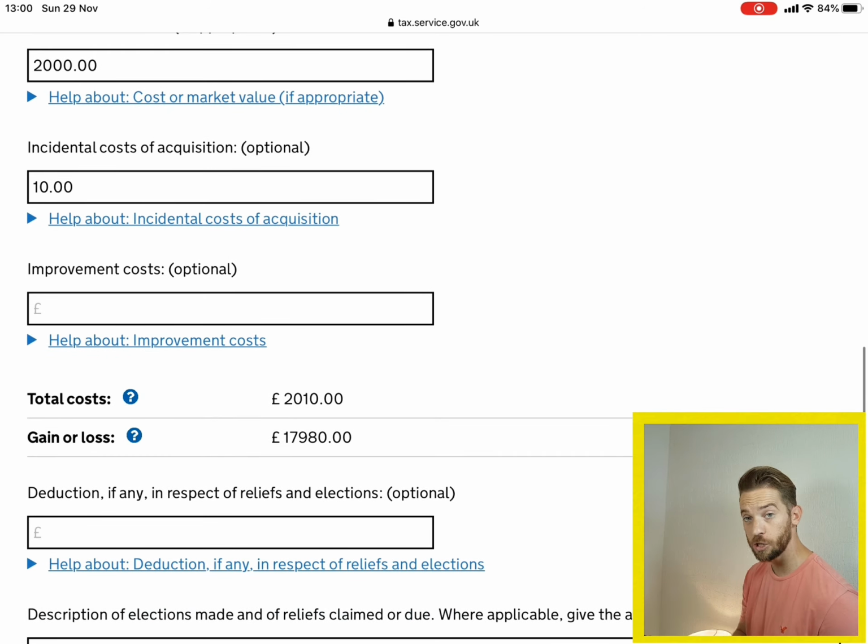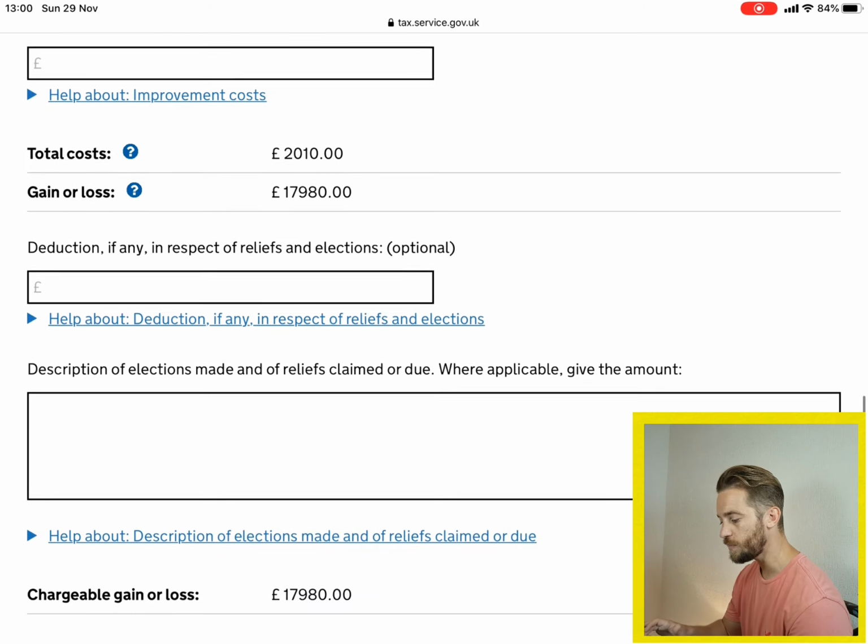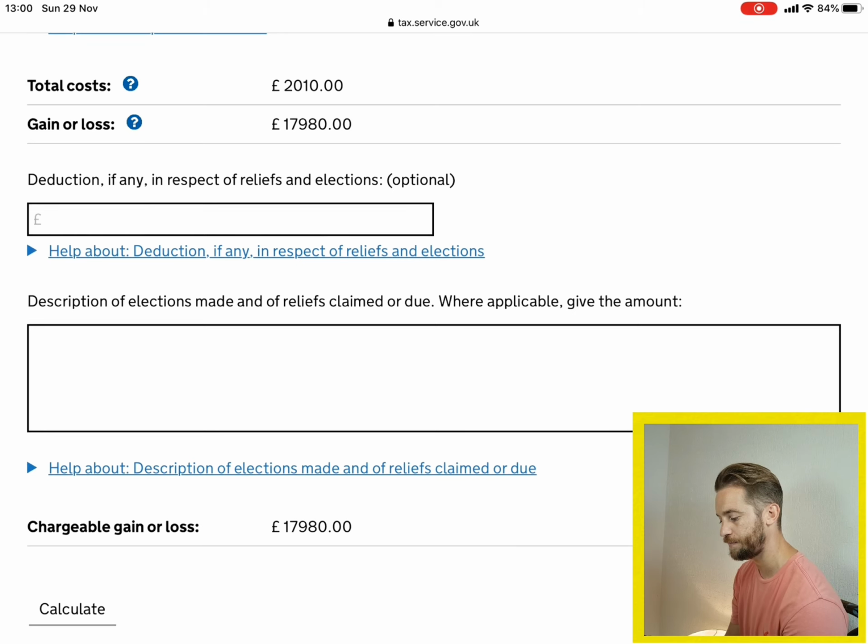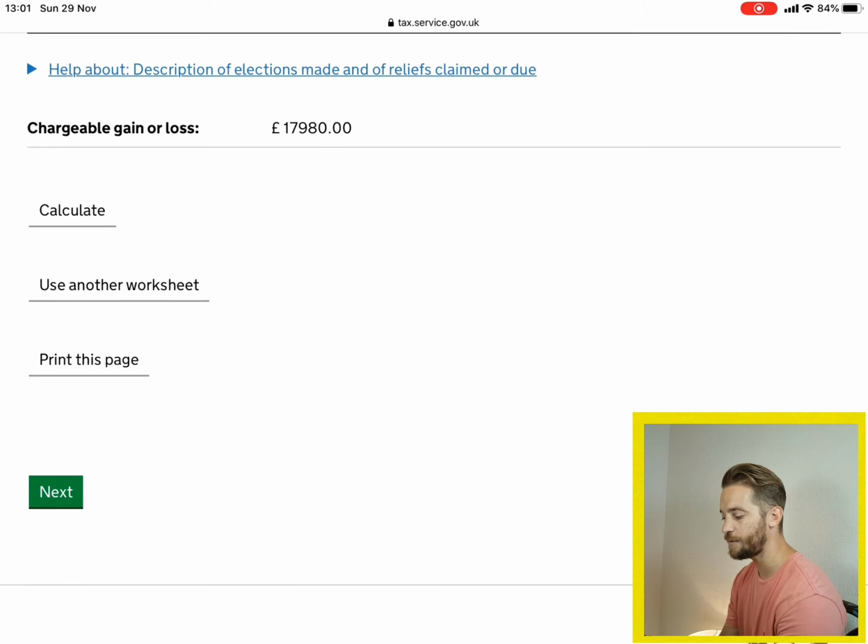Incidental costs on the acquisition. So this could include stamp duty if it was on UK shares, and it could include brokerage fees. Improvement costs. This doesn't really apply to shares, but on other assets you might have it. And then it gives you a bit of a summary at the bottom here. A deduction, if any, in respect of reliefs. We looked at the reliefs earlier, entrepreneurs relief, that kind of thing. Again, none of them really apply to us when we're just buying and holding shares. And a description of any reliefs and elections that you've claimed. So we have here a gain of 17,980 from my example.